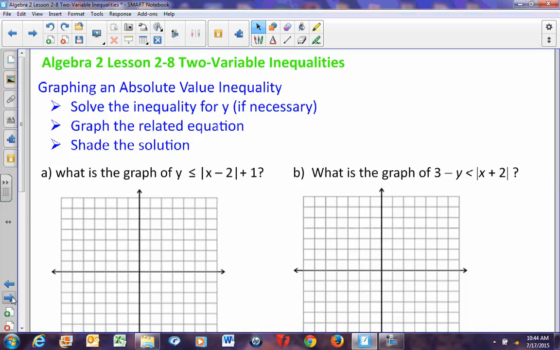Same rules apply. You're going to graph your absolute value inequality just like you would before. And then the last thing you're going to do is test a point to determine whether it should be shaded inside the absolute value or outside the absolute value. So let's take a look at this.